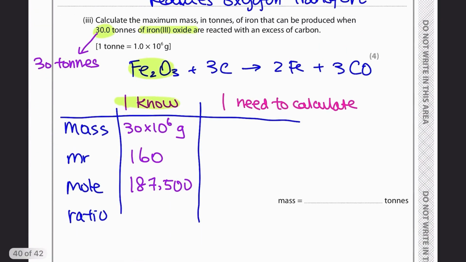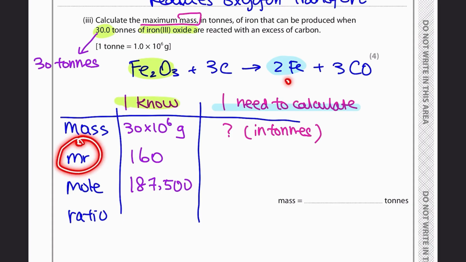I'm going to move on to what I need to calculate. So what are they asking for? It says calculate the maximum mass in tons of iron. Iron. So that means this one. All of these, ignore them, useless information. So just the iron. So let's also color code that. That's what I need to calculate, and I'm going to put a question mark right here so that I know exactly what I'm trying to arrive at. It's asking for the mass, right? The mass in tons, by the way. Okay, so what information do I have that I can use to do this calculation? Do I have the Mr, the molar mass of iron? Yes, I certainly do, from the periodic table.